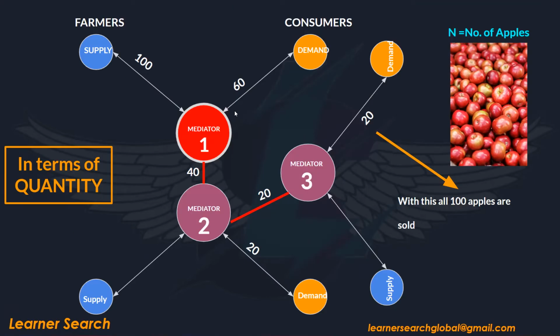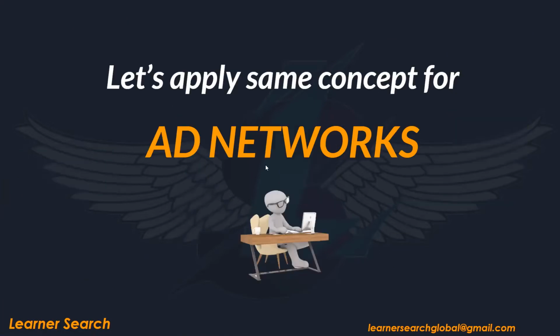Hi everyone. In the previous sessions, I have covered our networks topic, in that, how the daisy chain works in real time. So this is an example. Whatever I'm showing in this slide, you can take it as an example of the daisy chain that happens in real time, explaining how supply and demand are connected to the mediator and how mediators are connected to mediator 2 and 3, etc. Let's apply the same concept for ad networks.